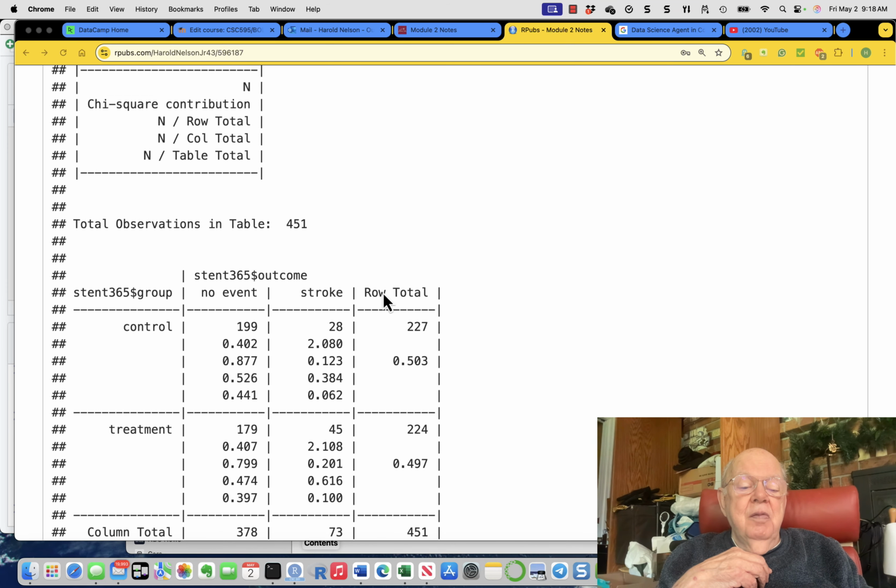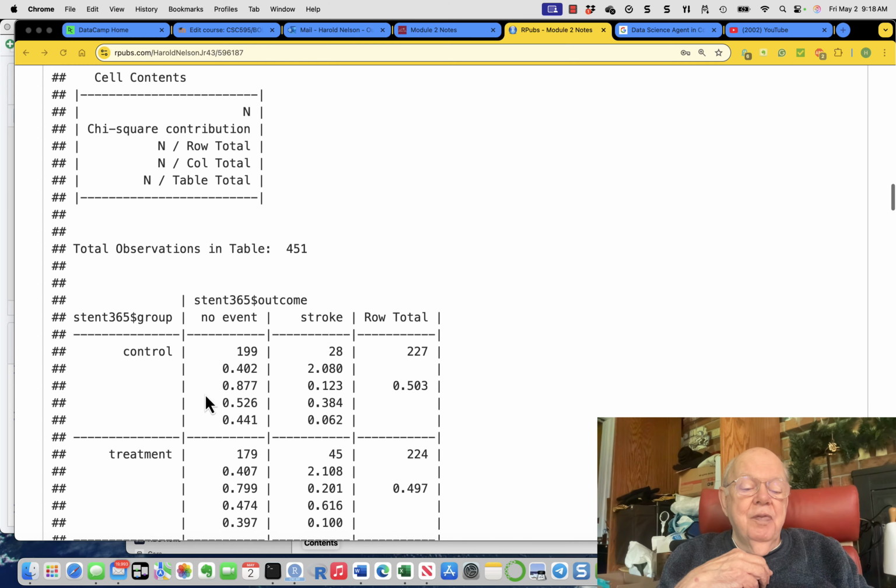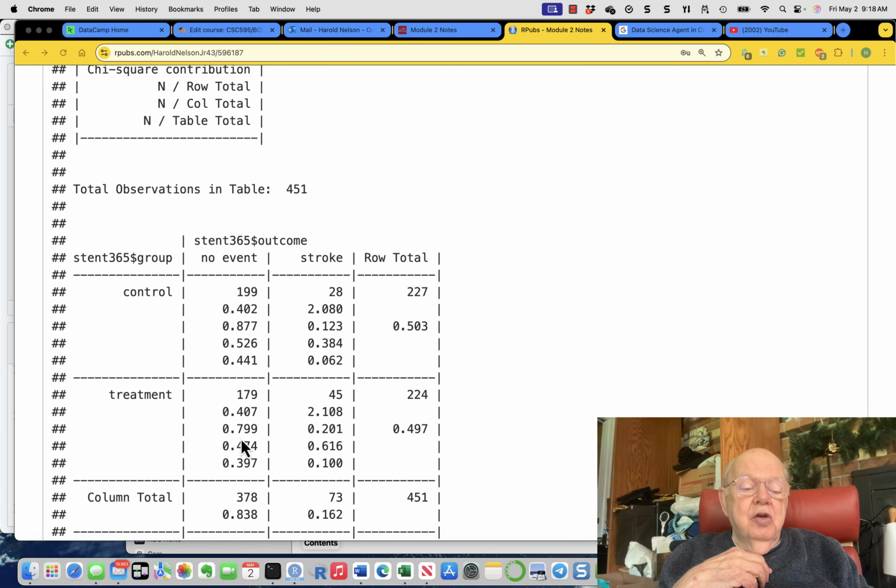And then you see that the third number down is the n divided by the row total. So it says that 87.7% of the controls had no event, and 12.3% of the controls had a stroke. You look down the corresponding numbers according to this little decoder box up here. It says of the treatment, 79.9% had no event, and 20.1% had a stroke.